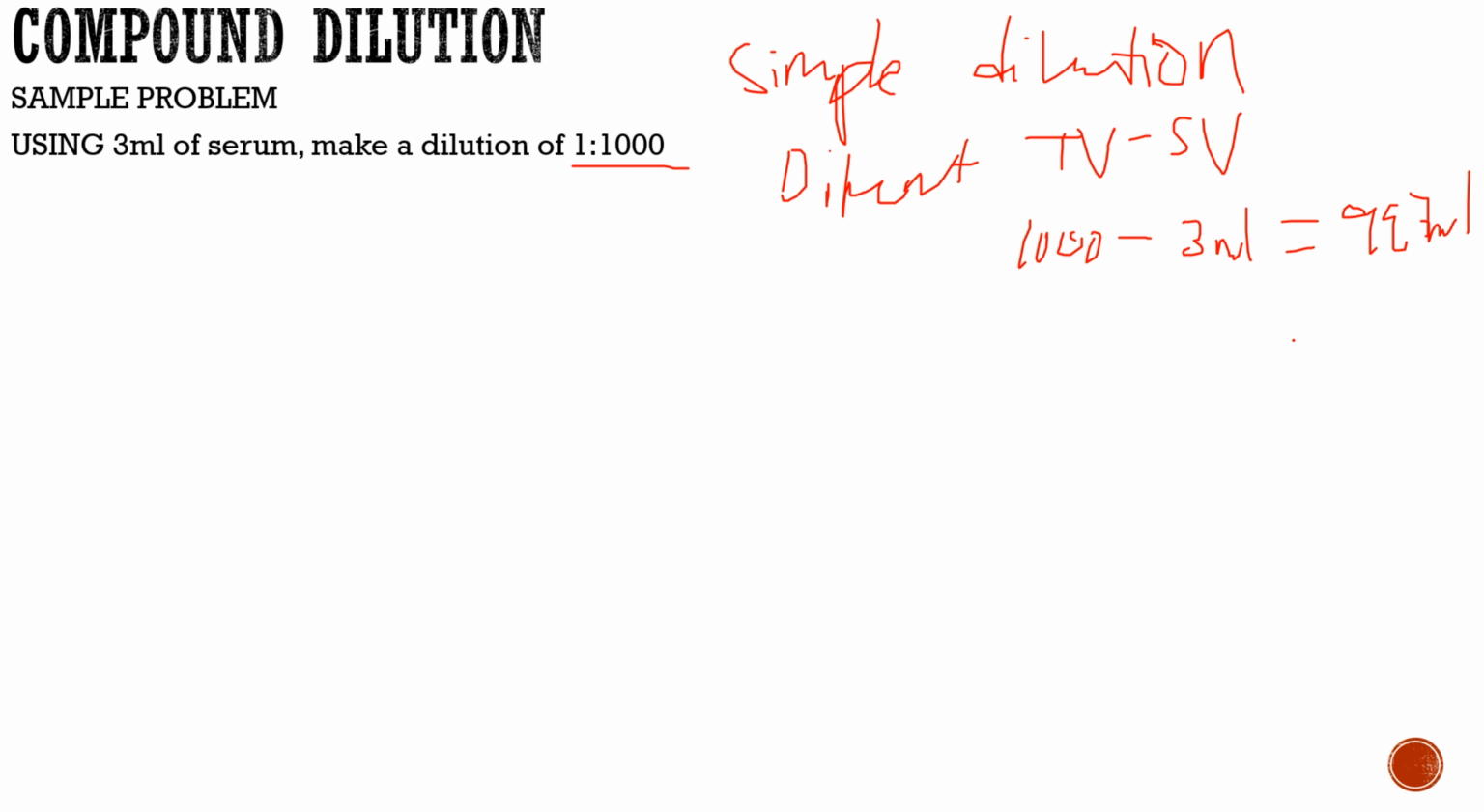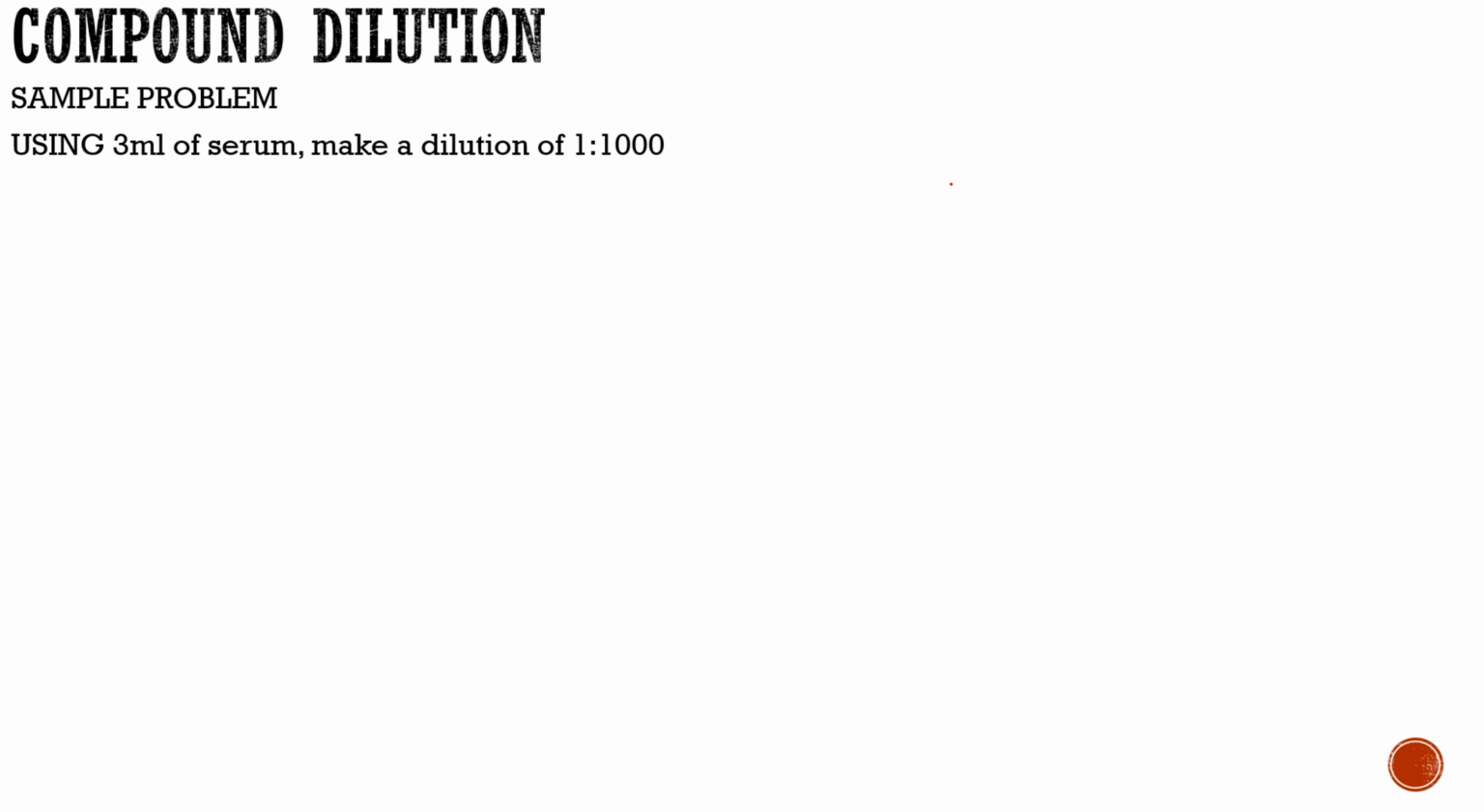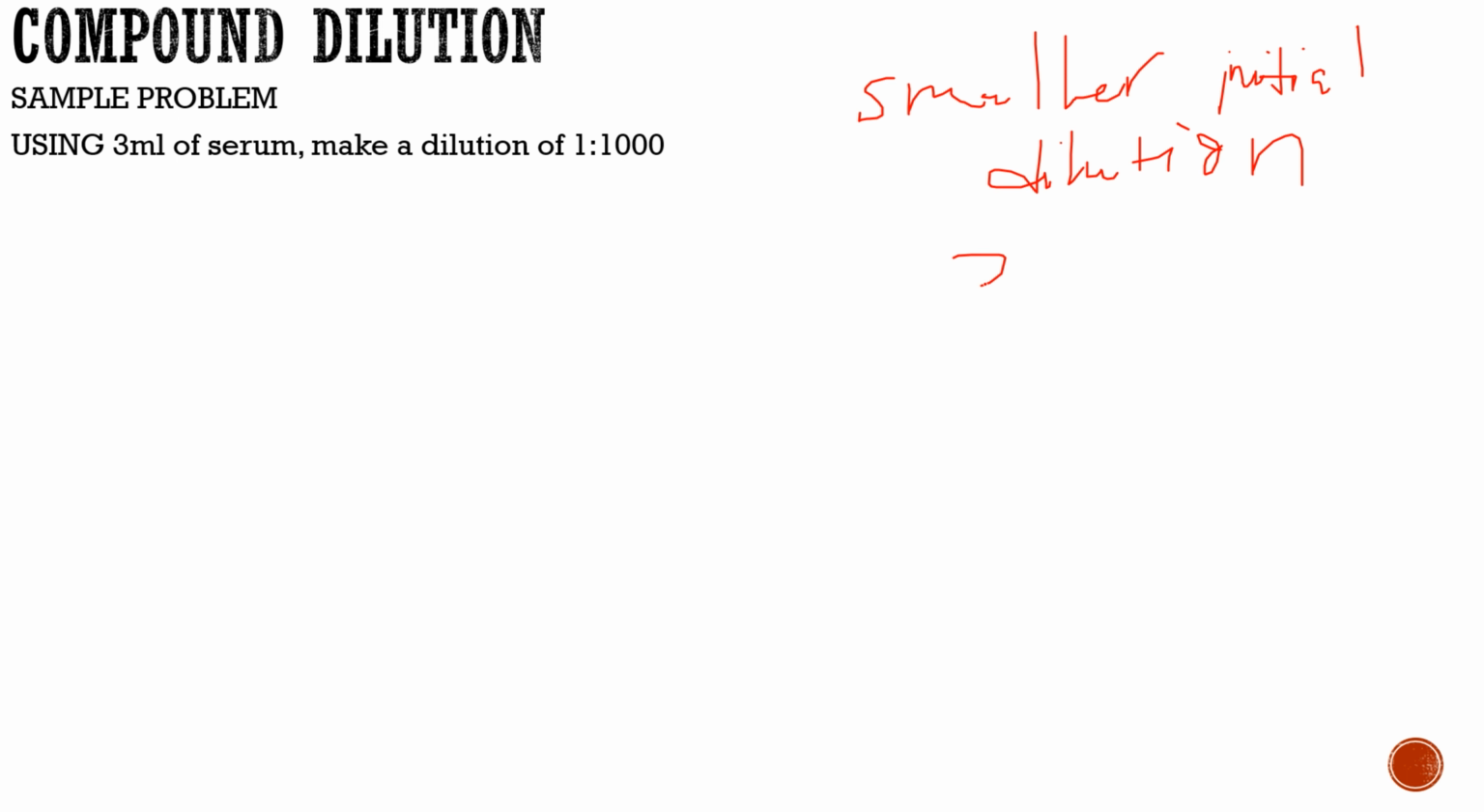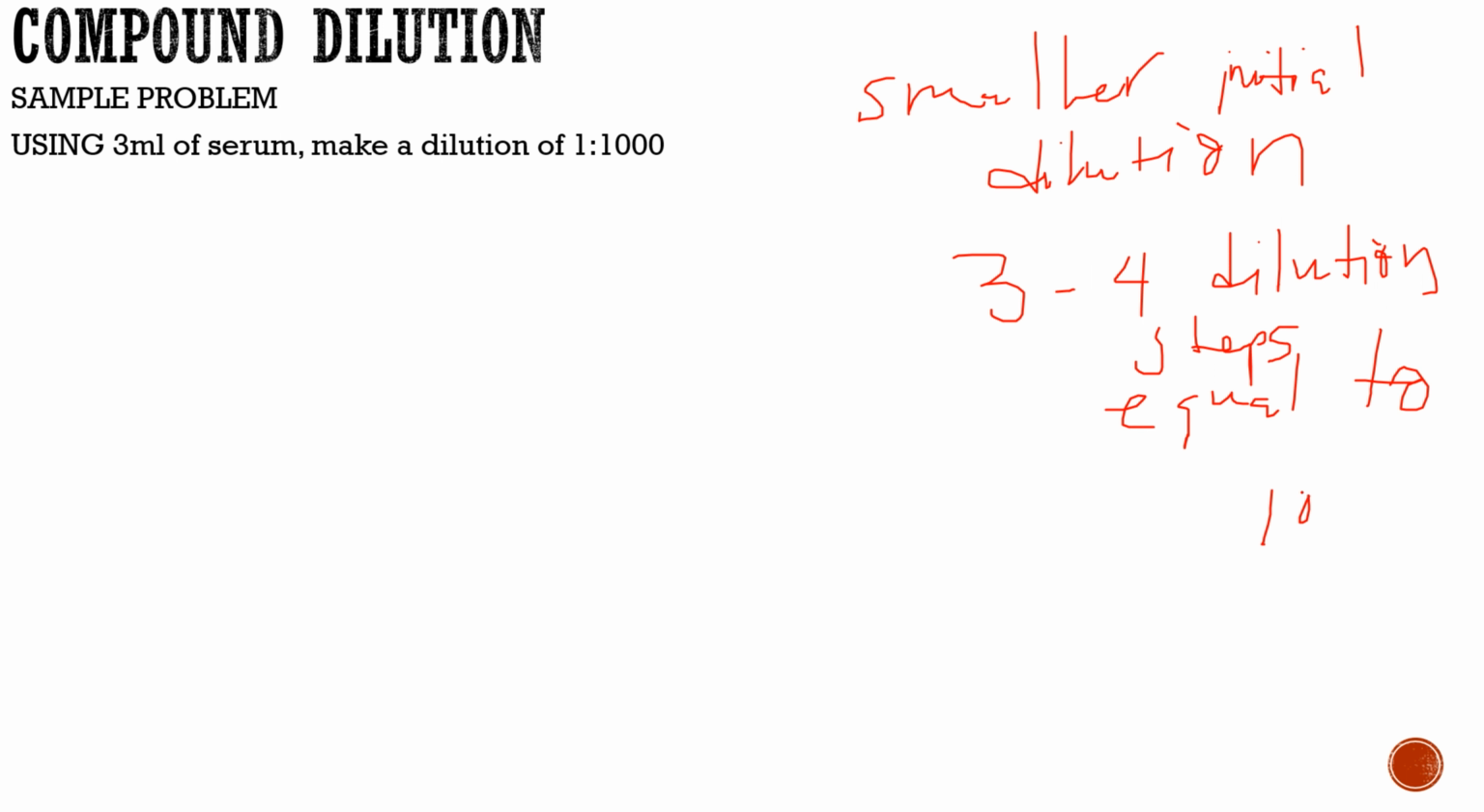And because of this large size of diluent, hindi siya applicable gawin sa laboratory. Magkukos yan ngayon class ng mga prozone and post-zone effect. And you don't want that to happen. So to do this, you need to make multiple smaller initial dilutions. So you need to think of 3 to 4 dilution steps that would equal to 1,000.